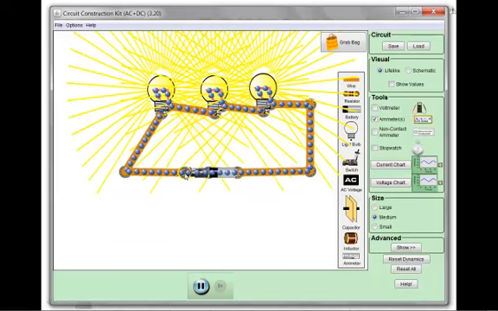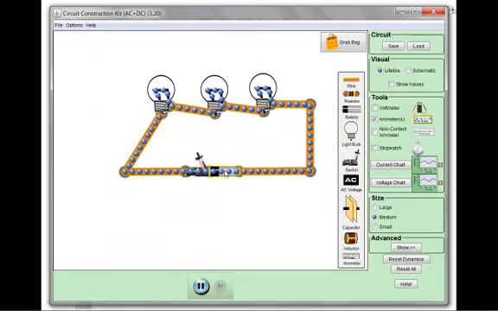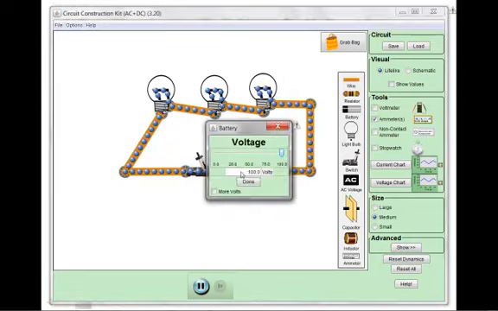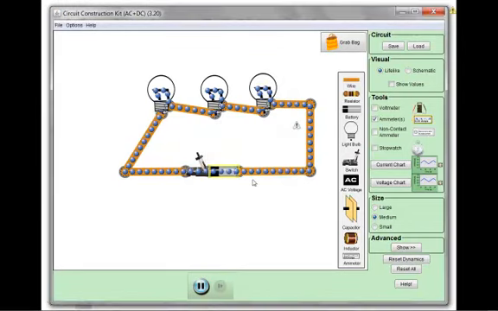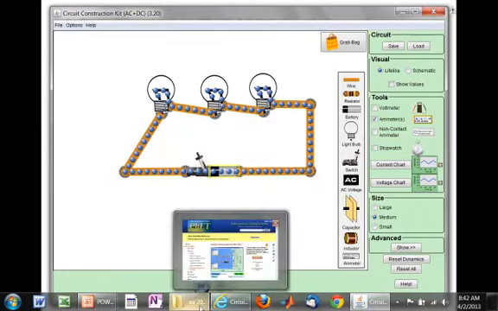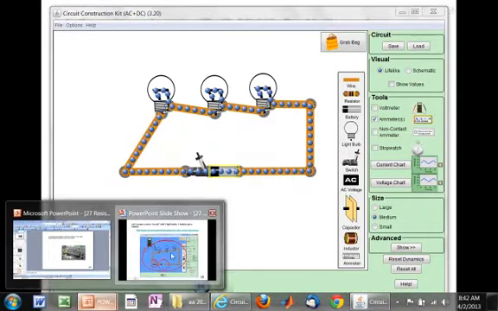Uh-oh. Don't want to overload the thing here. Let's turn that off. Okay, I'm going to go back to 9 volts because that's what I worked all of our problems previously with. Okay, so let's go back to the PowerPoint and see what we're supposed to be doing.